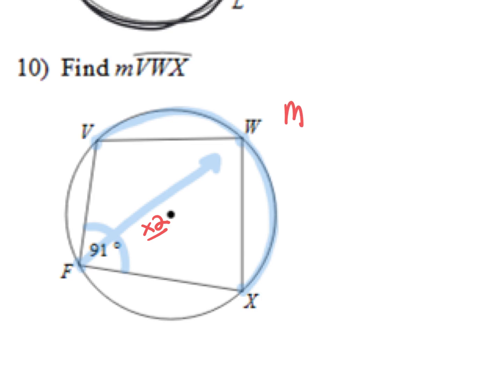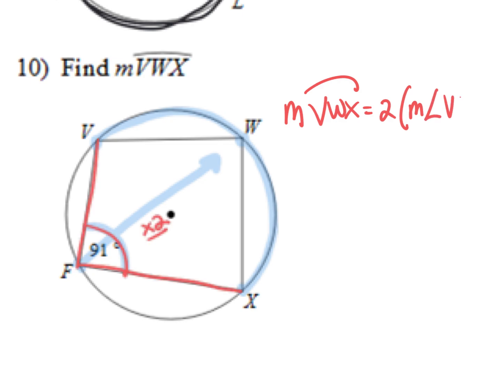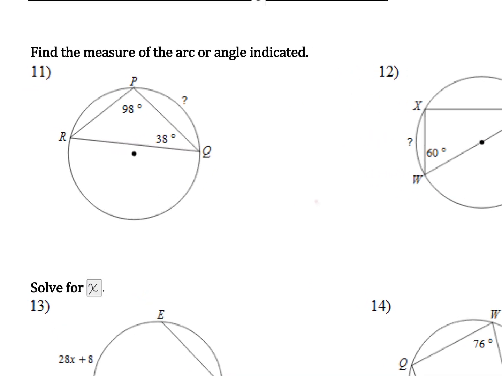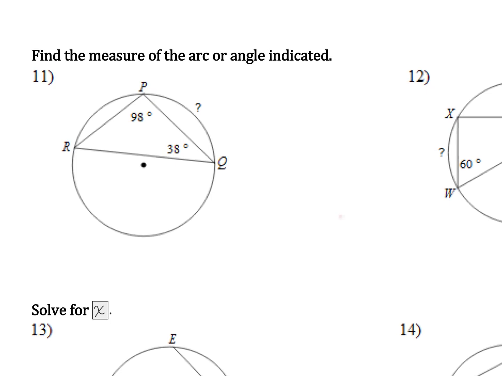The measurement of arc VWX is going to be 2 times the measurement of angle VFX here. This angle. The measurement of angle VFX, and that's going to be 2 times 91. 91 times 2 is going to give you 182 degrees.